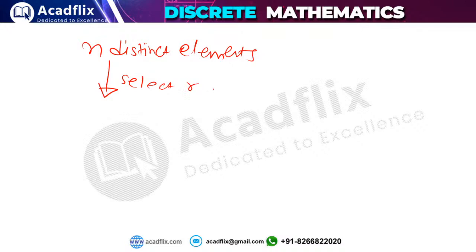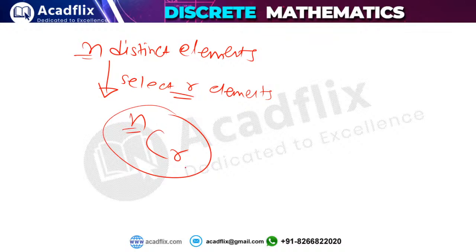Let's assume you have n different and distinct elements. Out of these n elements, you want to select r elements. Then how many ways are there to select r elements from n elements? This will be nCr, meaning out of n, choose r elements. This will be your answer.